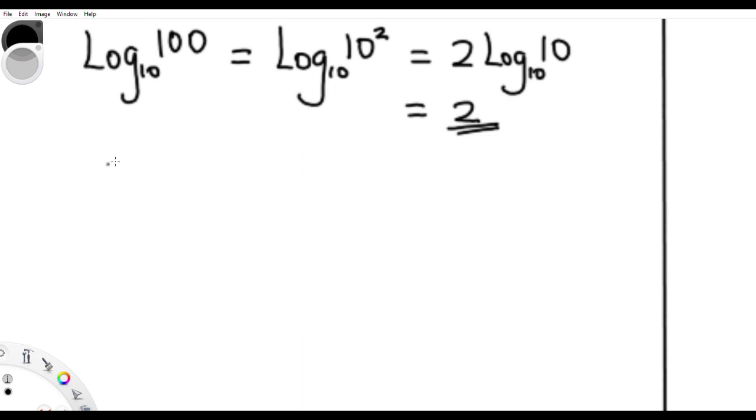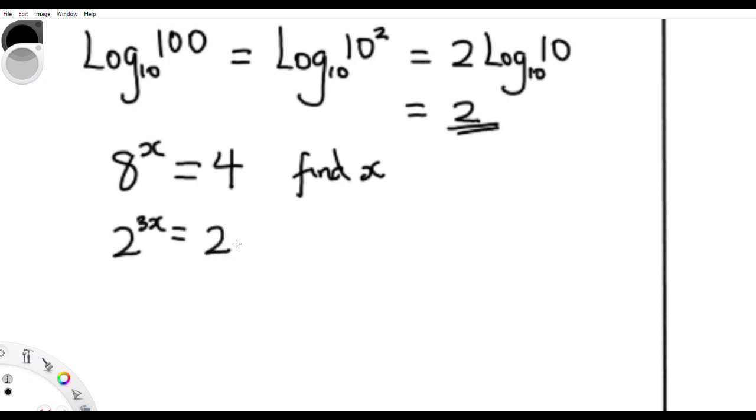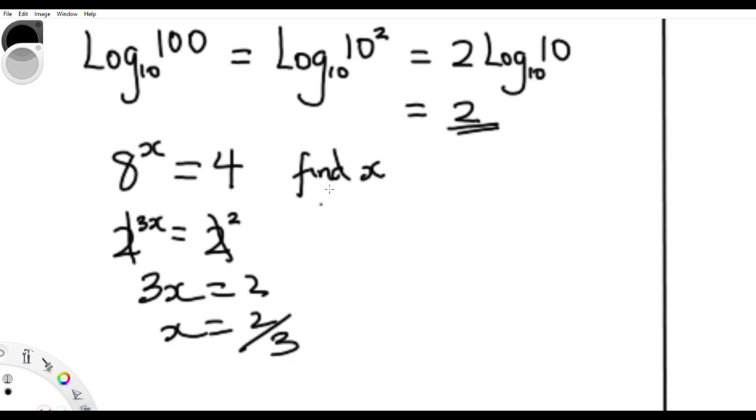They are, for example, you have 8 raised to power of x equals to 4. Find x. This is actually very simple. You can bring them to a common number. 2 raised to power of 3x equals to 2 raised to power of 2. Then this cancels this, or you equate their powers, then it becomes 3x equals to 2, then x equals to 2 all over 3. Like I said, it is very simple.